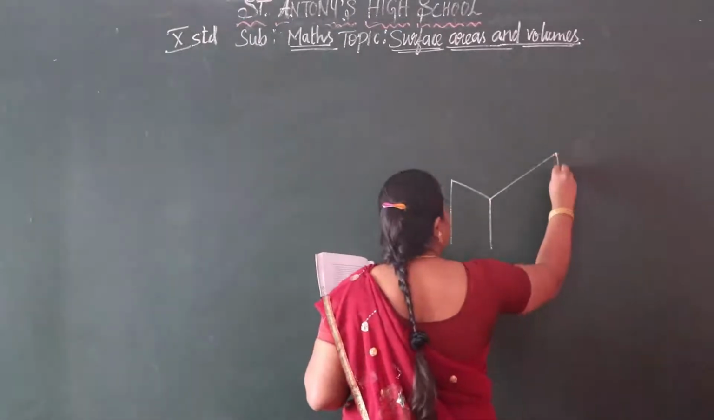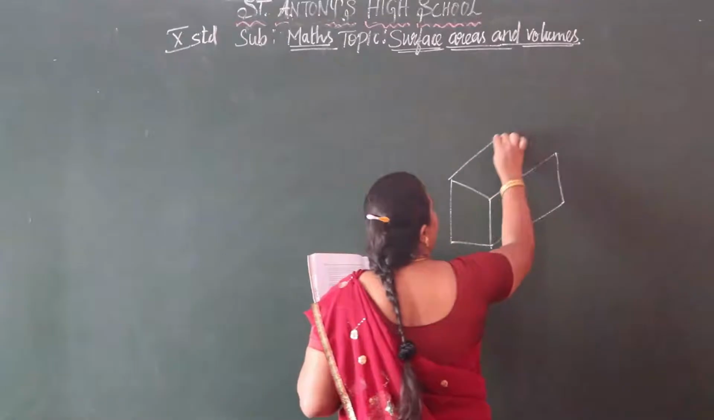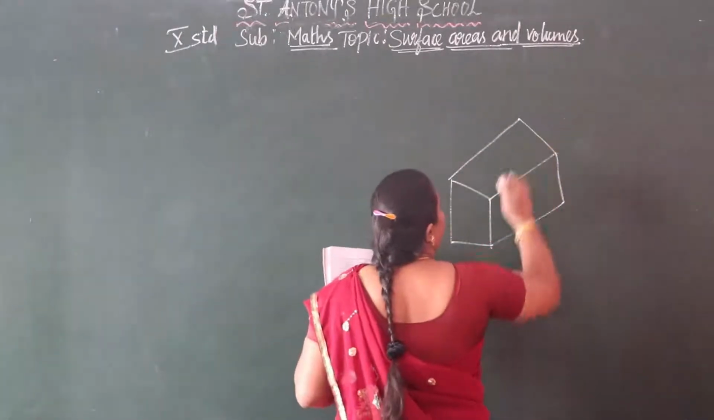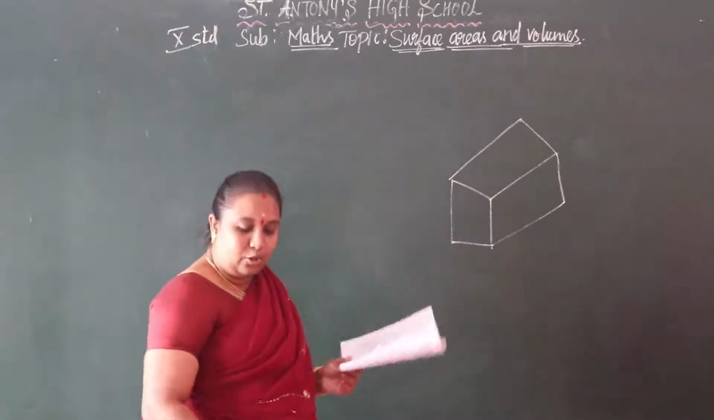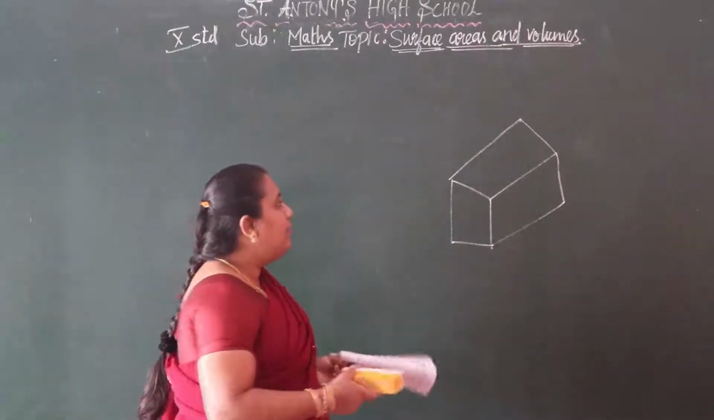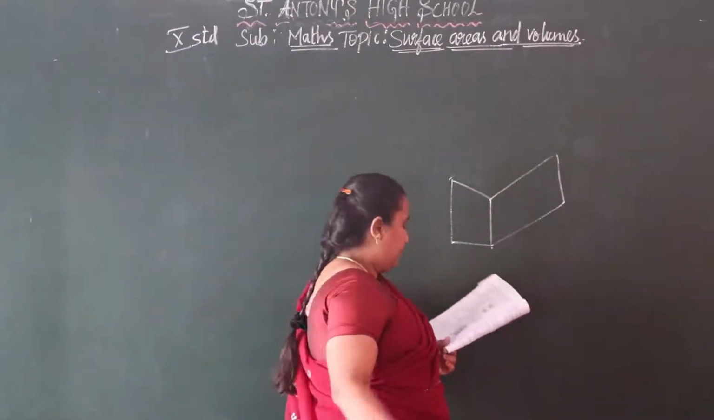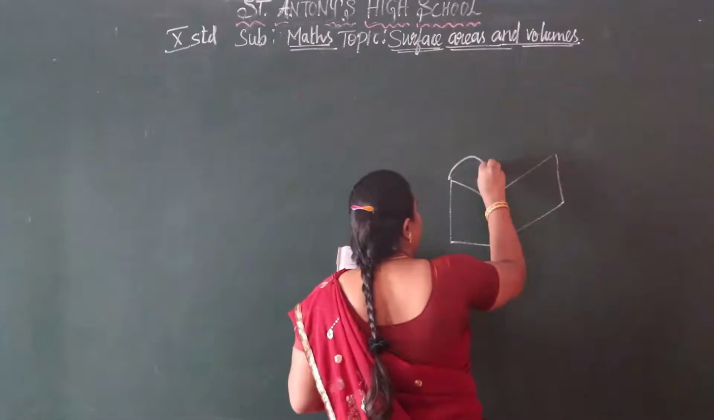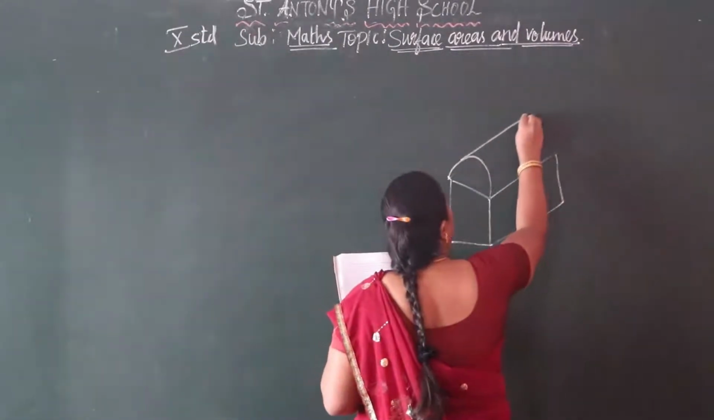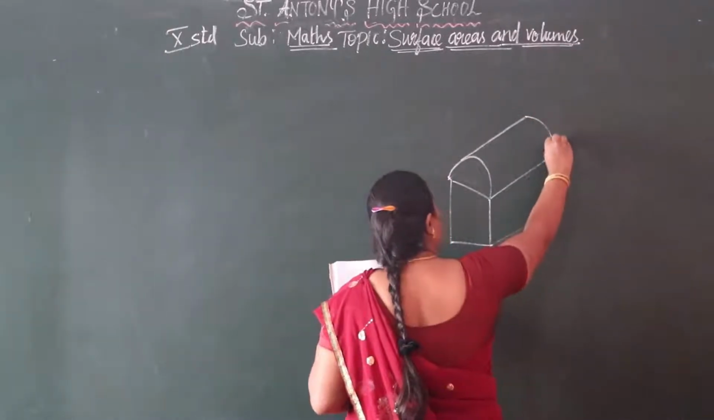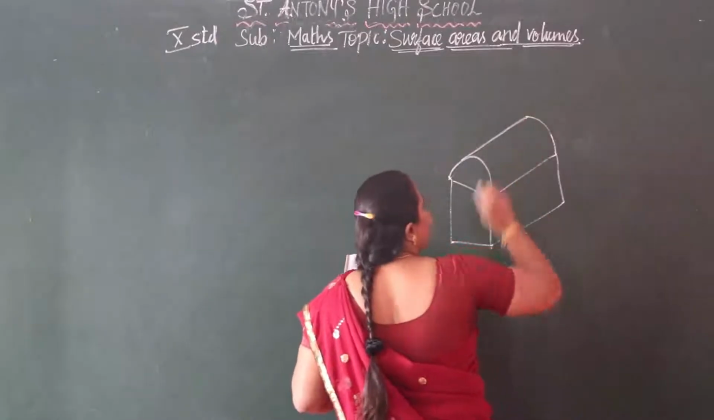Like this. See, this is cuboidal in shape, and the upper part of this is surmounted by a half cylinder. It is surmounted by a half cylindrical shape.